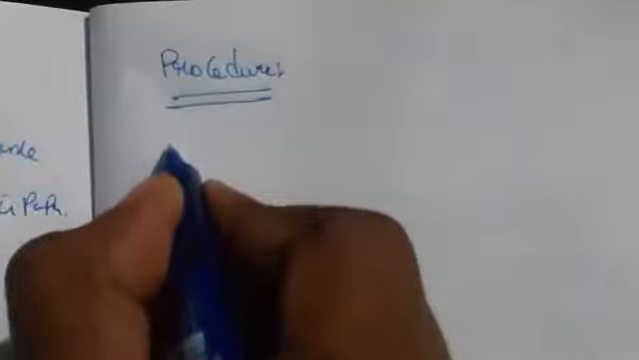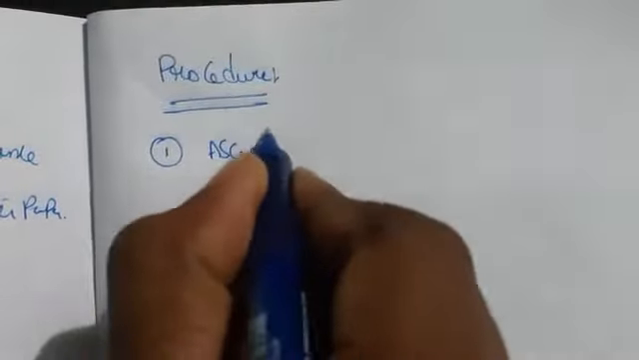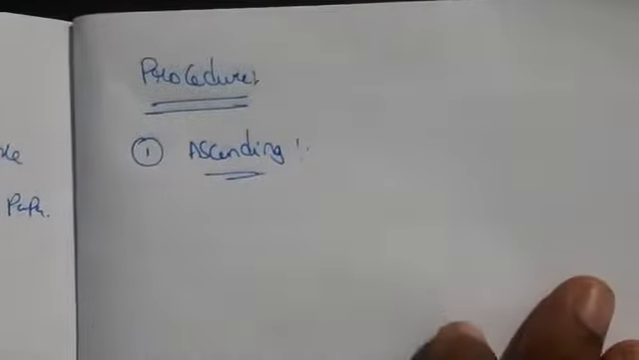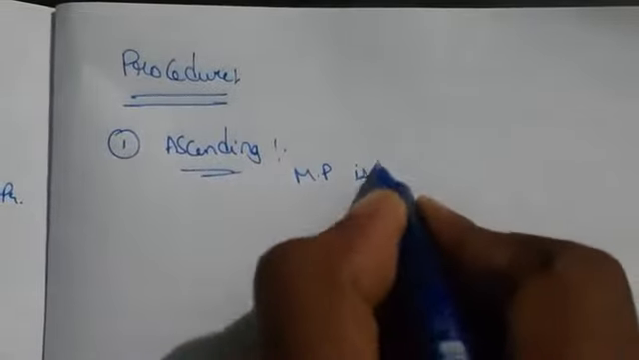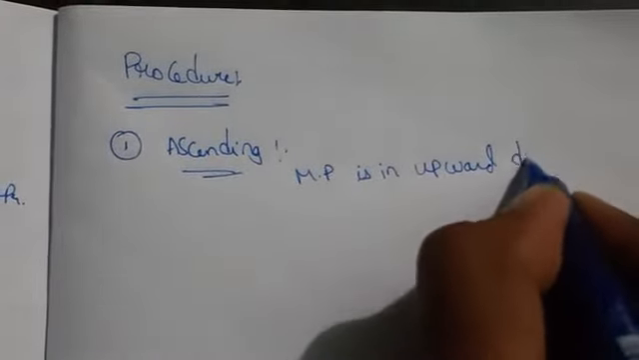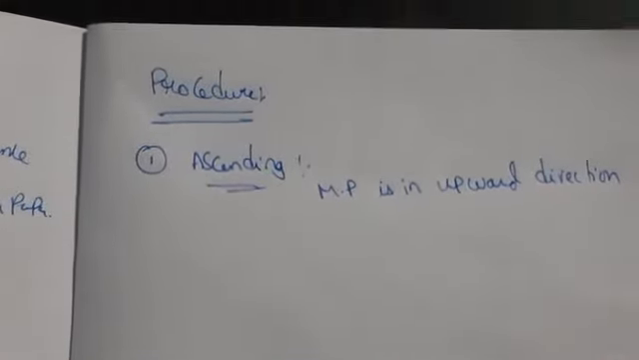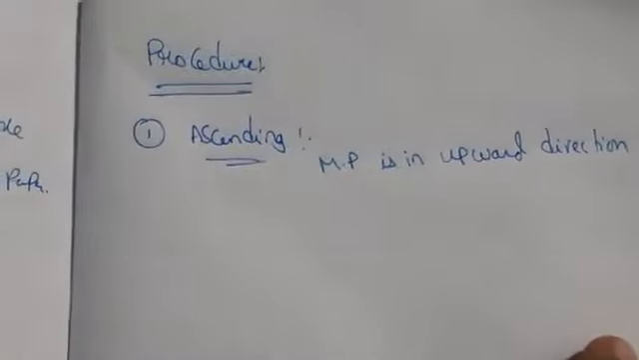So this consists of mainly different types. The first technique is the ascending technique. In the ascending technique, the mobile phase is in an upward direction, so we call it the ascending technique. This is the simplest of all methods.